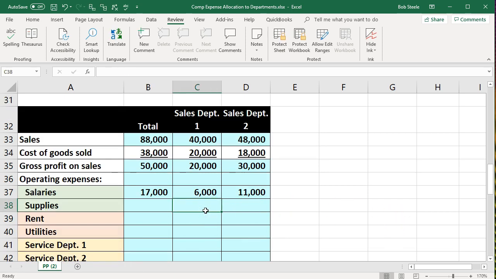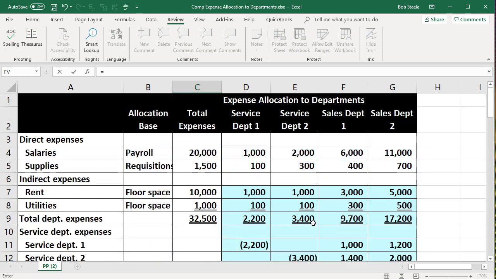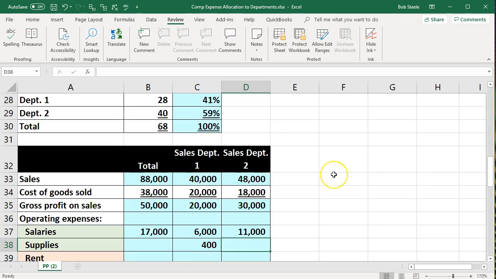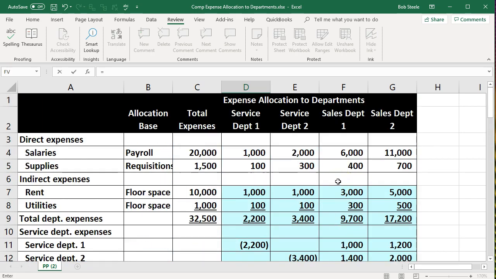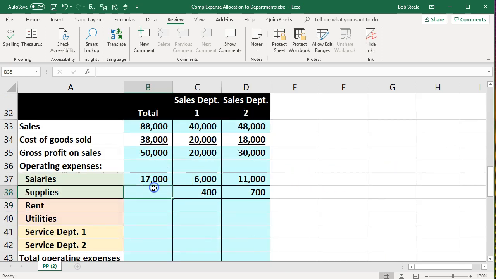Then we're going to go to the supplies for department 1 in C38 equals, scrolling back up, we're looking for the supplies, and we're going to pick up the 400. Tab. And then the supplies for sales department 2 equals, scrolling up, the 700, enter. Then we'll sum those two up, equals the sum of these two items.